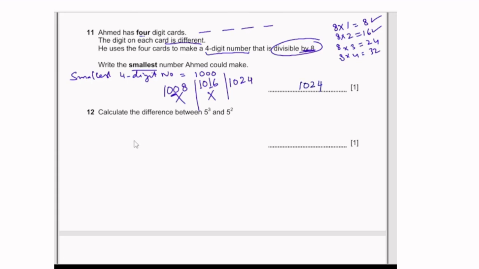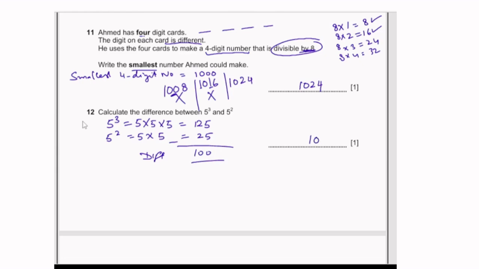Okay, now the next one. Calculate the difference between 5 cubed and 5 squared. 5 cubed is 5 times 5 is 25, 25 times 5 is 125. Then 5 squared is 5 times 5, so this is 25. The difference means we are going to subtract, so this is 100. So the answer is 100.